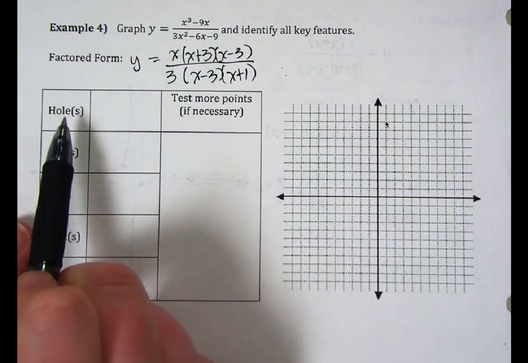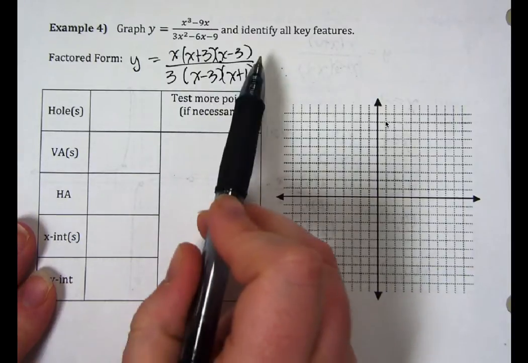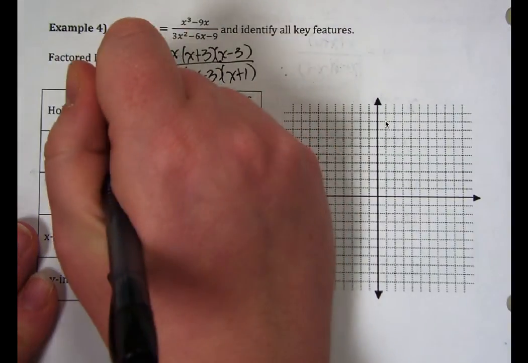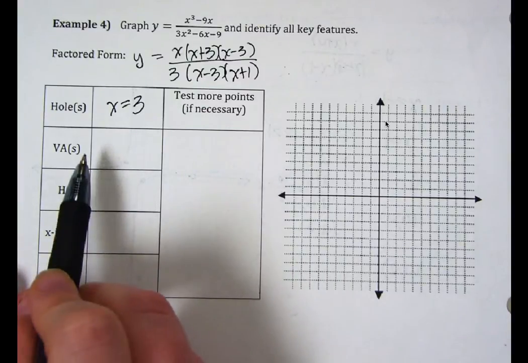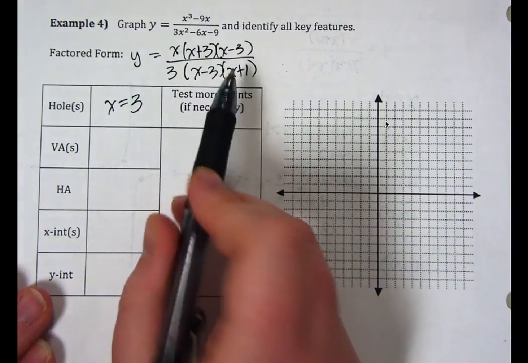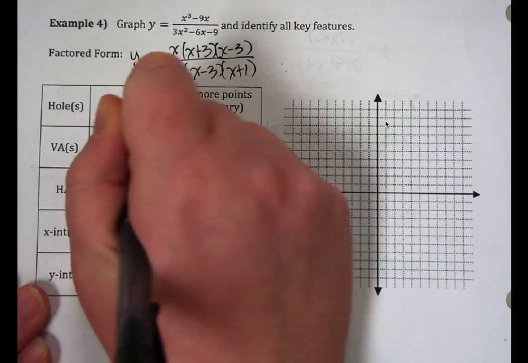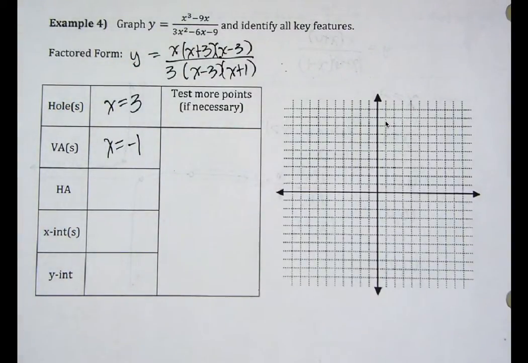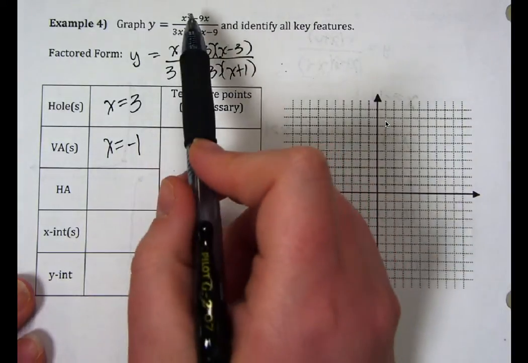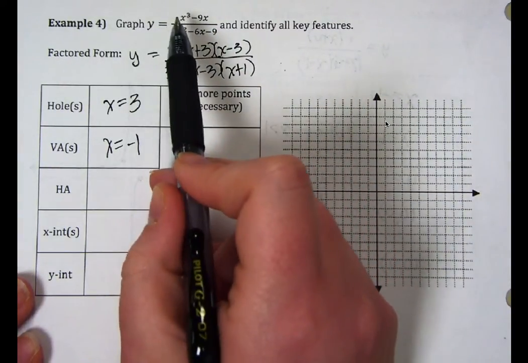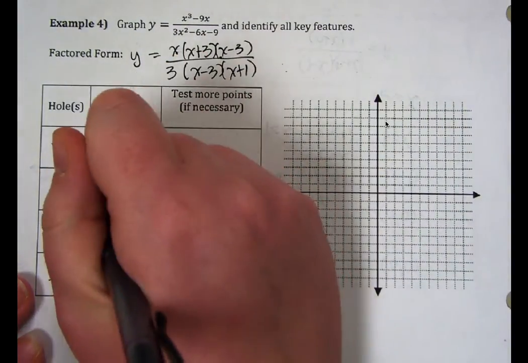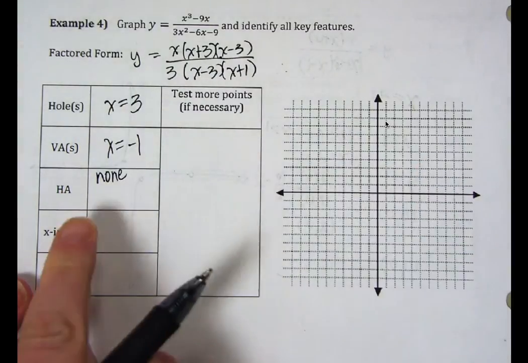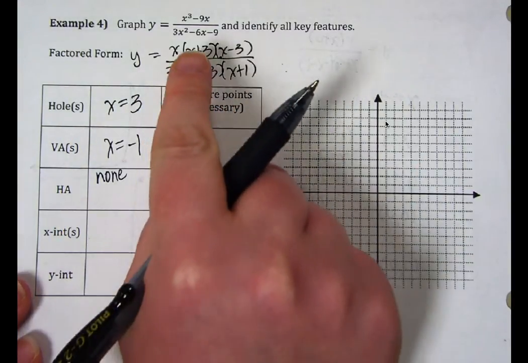Okay. Any holes? Yep, there's a factor of x minus 3 in the numerator and denominator. So at x equals 3, we're going to have a hole in our graph, and we'll denote that with an open circle. Vertical asymptotes? Yep, we're going to have x plus 1, so x equals negative 1 is a vertical asymptote. In this case, for horizontal asymptote, the exponent is larger in the numerator, so that means that there's going to be no horizontal asymptote. However, we will check for an oblique or slant asymptote.